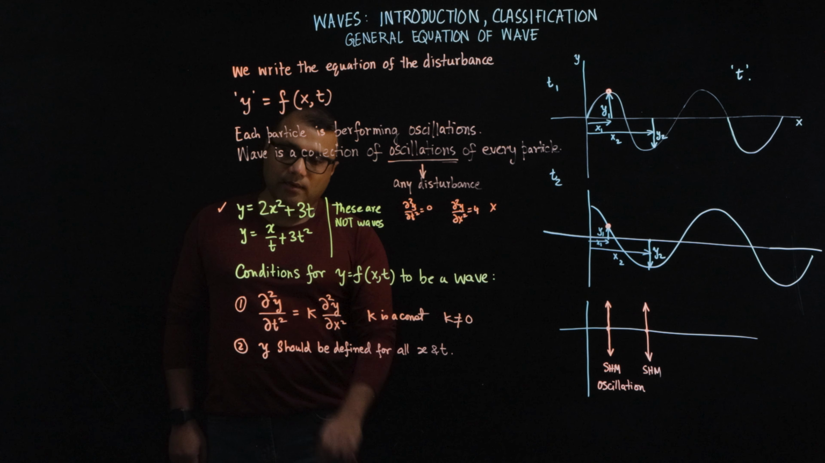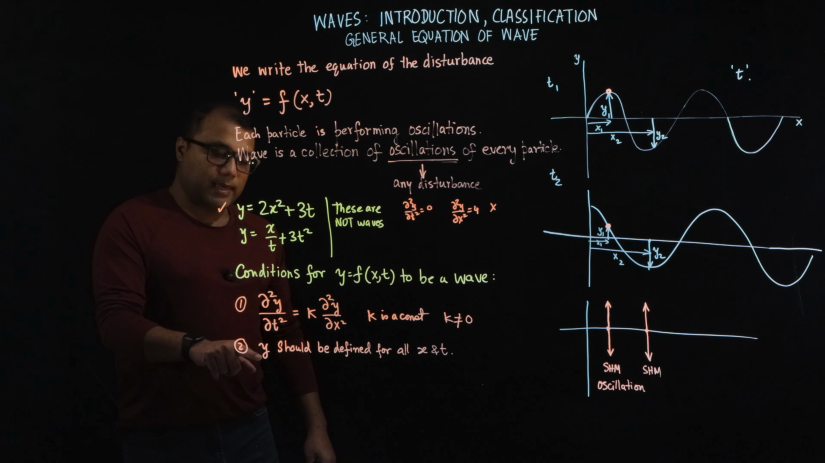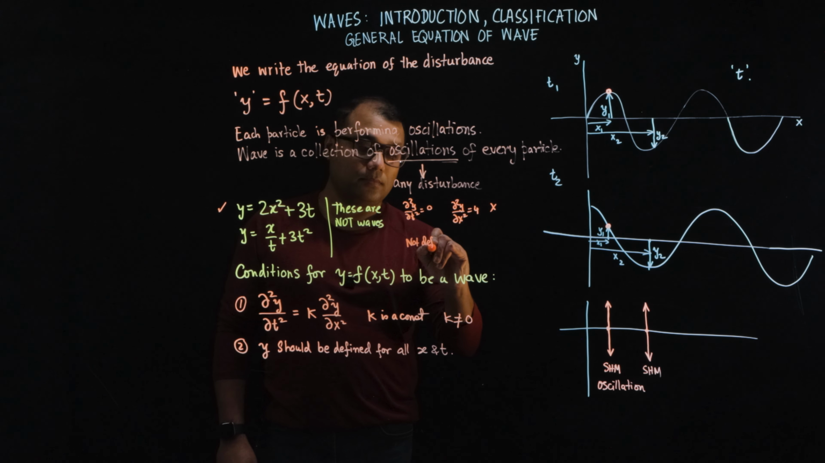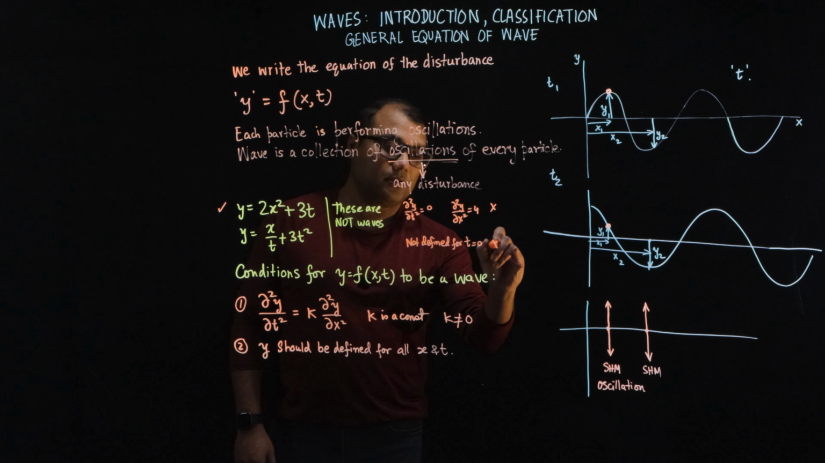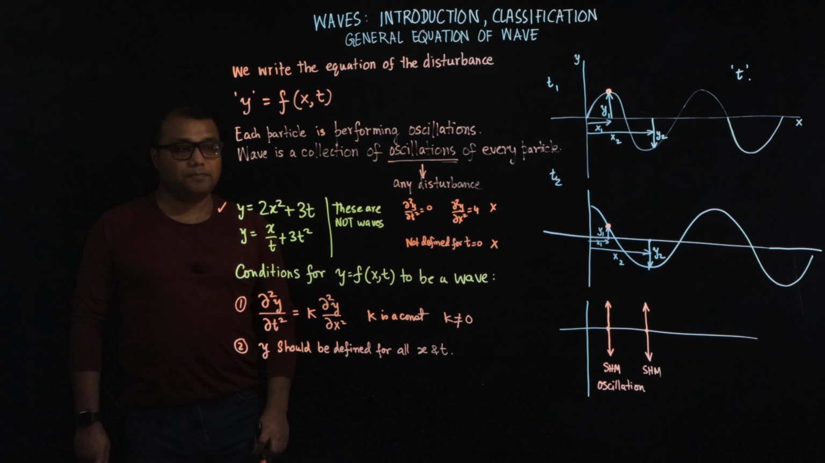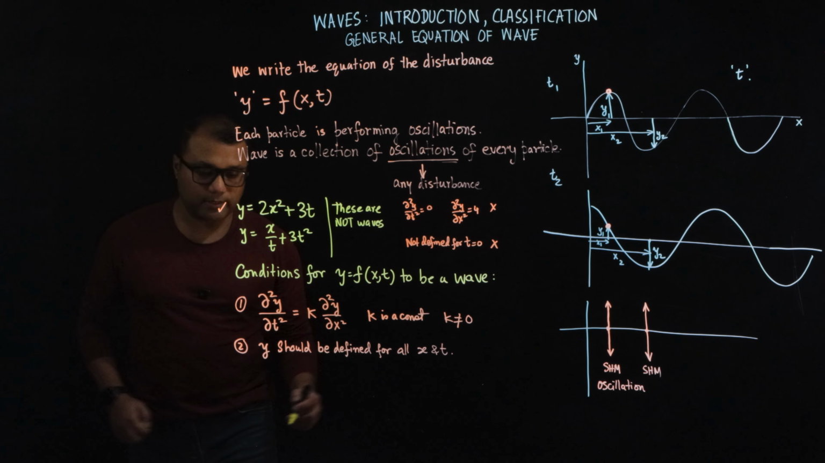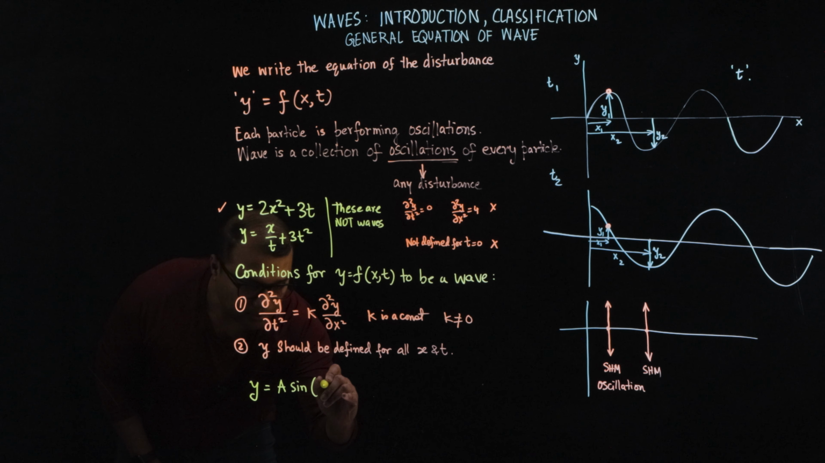How about this? Even before I do number 1, I can see that y is not defined for t equals 0. So therefore, this cannot be a wave either. What equation can be a wave? Let's look at that. Say for example, we have an equation y equals a sine of at plus bx.